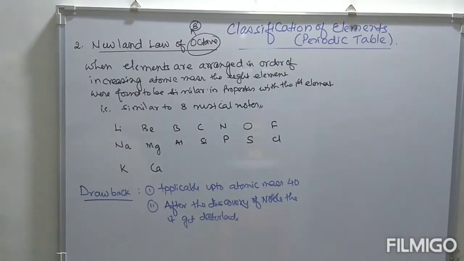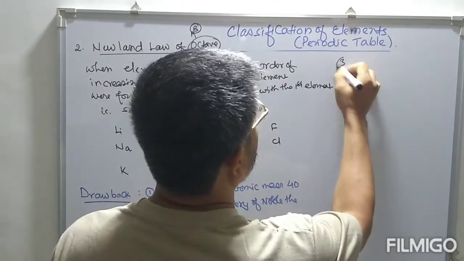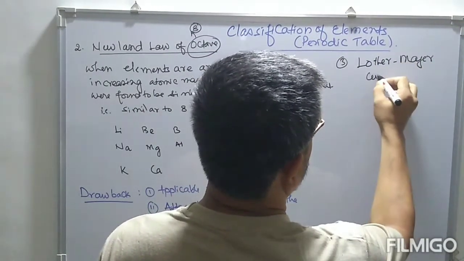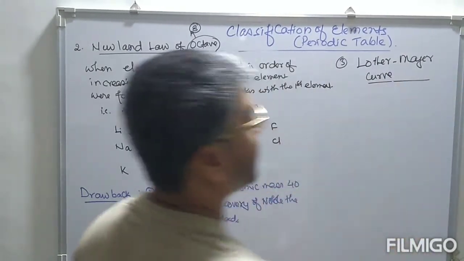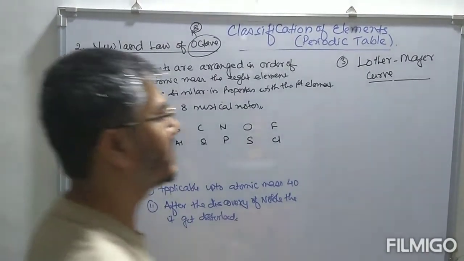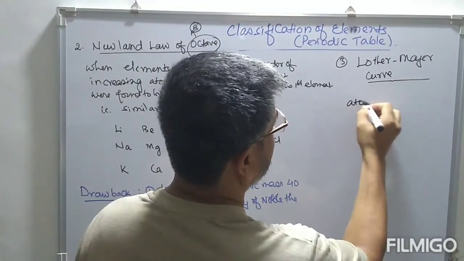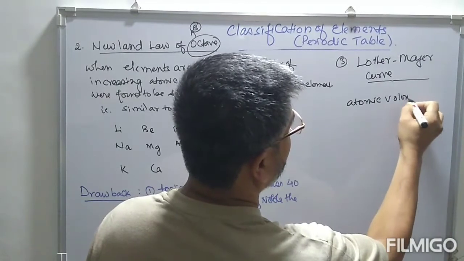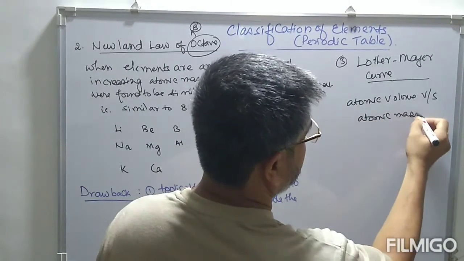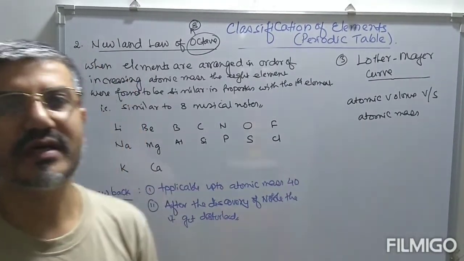Then the third classification, that is Lothar-Meyer curve. Now Lothar-Meyer again tried to classify elements based on certain parameters when he gave a graph of atomic volume versus atomic mass. So he tried to find out the relation between atomic volume and atomic mass.